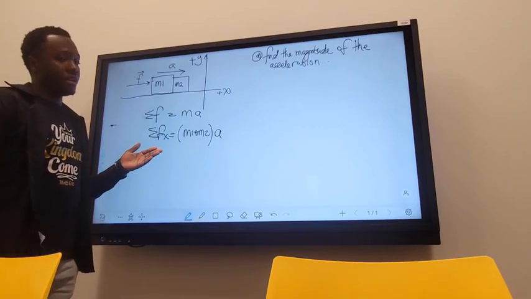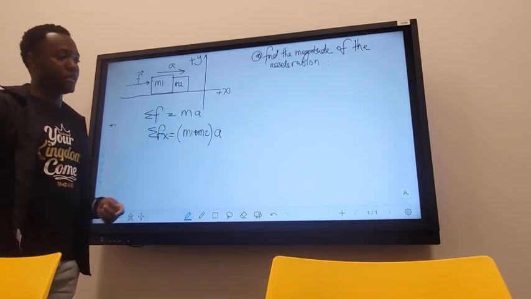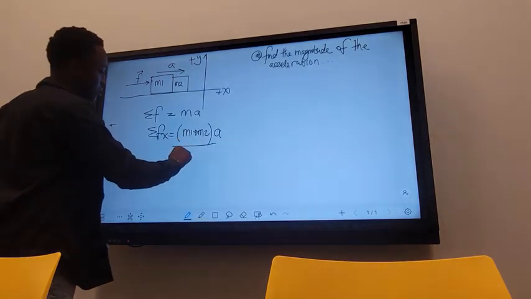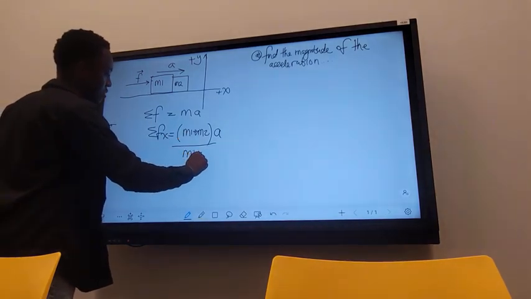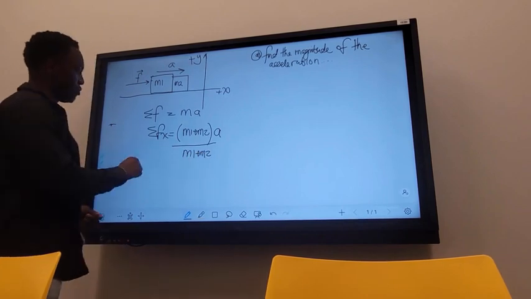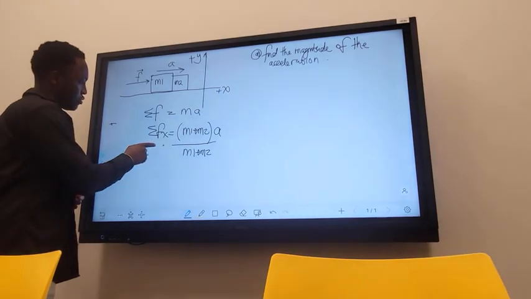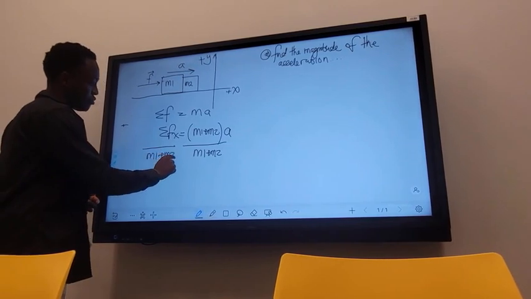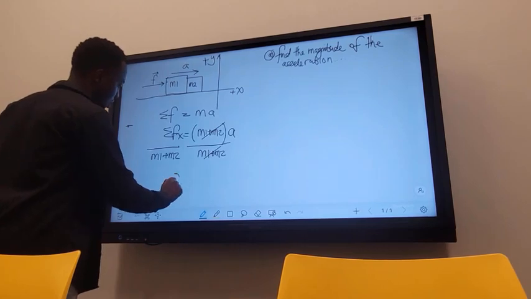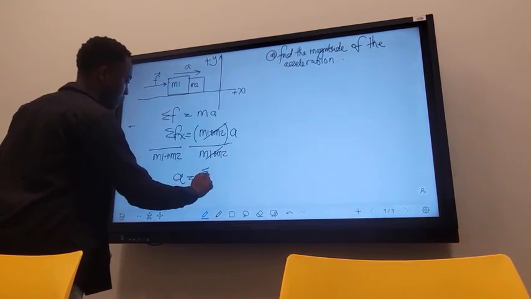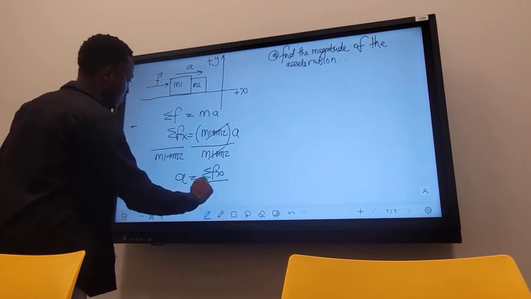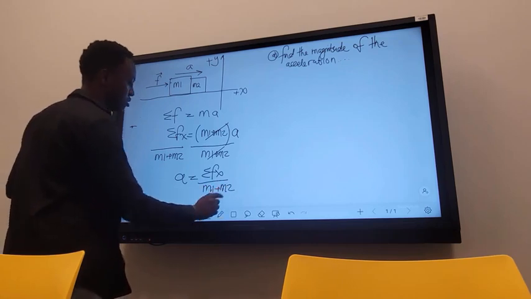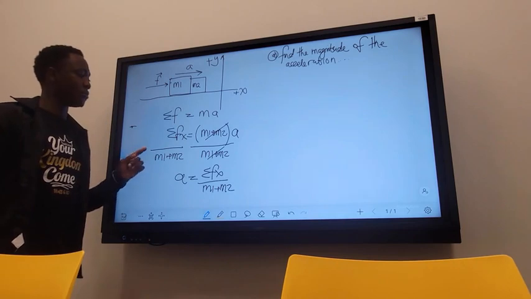Now that we have this formula right here, the only thing we have to do is make acceleration the subject, which we can do by dividing the entire right side of the equation by m1 plus m2. And if you remember math, whatever you do on the right or the left must be done on the opposite side as well. This should be m1 plus m2. We find that this cancels, we remain with acceleration, which will be summation of all forces in x divided by the first mass plus the second mass. Okay, this is our answer for the first question.